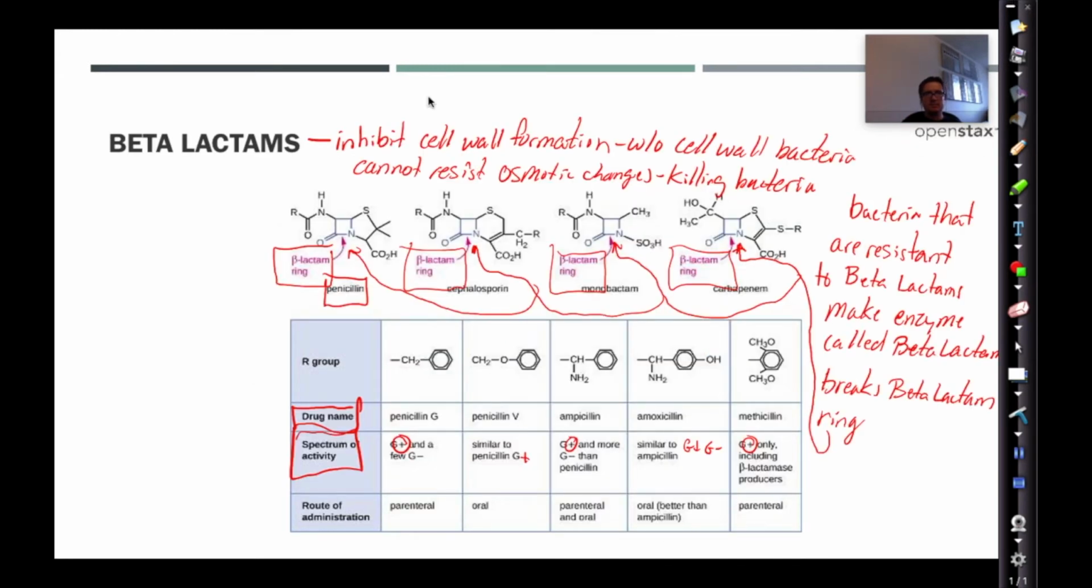Okay, beta-lactams. They inhibit cell wall formation in bacteria. Without a cell wall, the bacteria cannot resist osmotic changes and it kills the bacteria. So typically what we talk about is the penicillins. And the penicillins have this beta-lactam ring, which is this square structure with a nitrogen in it. So bacteria that are resistant to the beta-lactams make an enzyme called beta-lactamase. Beta-lactamase breaks that beta-lactam ring, which renders this chemical useless.